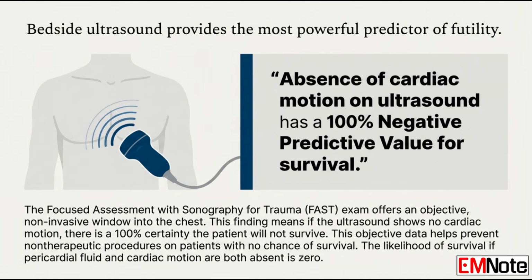Now, okay, let's unpack that. A patient comes in, traumatic cardiac arrest. The pressure is on. What's the very first, most objective filter you can use? It's the focused assessment with sonography for trauma, what everyone just calls the FAST exam. The bedside ultrasound. Right. And what you're looking for, or really not looking for, is cardiac motion. It's the fastest, most objective tool we have in that moment.